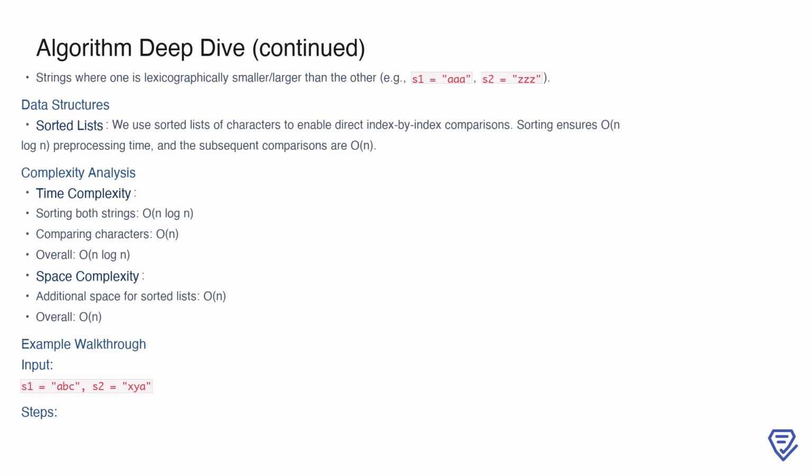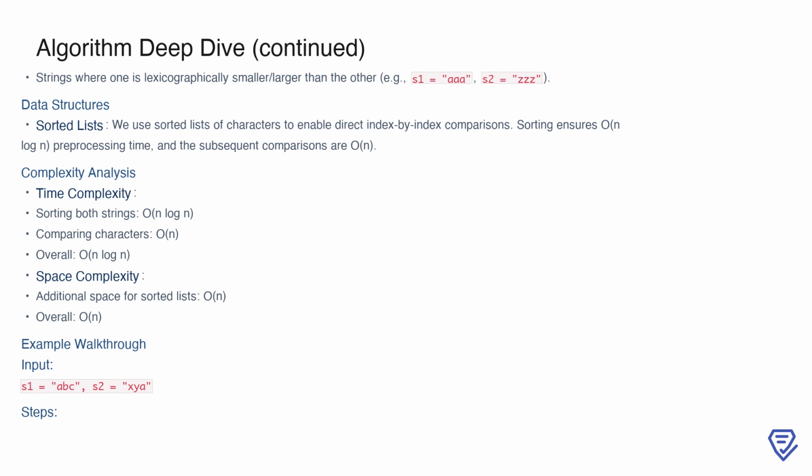The subsequent character comparisons are linear, O(n), so the overall time complexity remains O(n log n). For space complexity, we use additional memory to store the sorted lists, which requires O(n) space. Together, these complexities make the algorithm efficient and scalable for moderately large inputs.